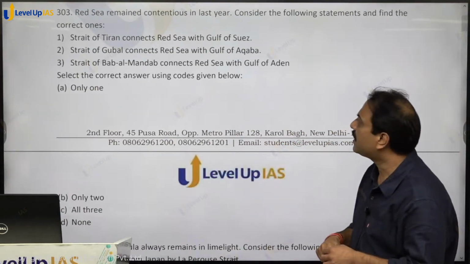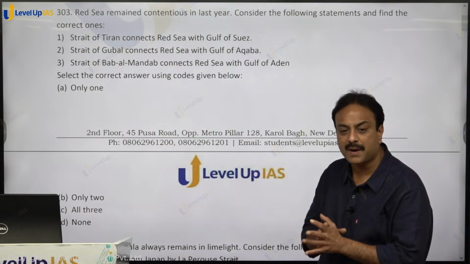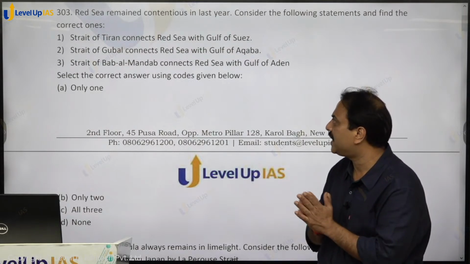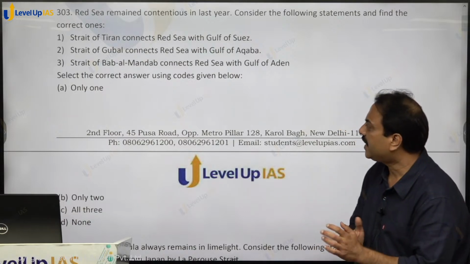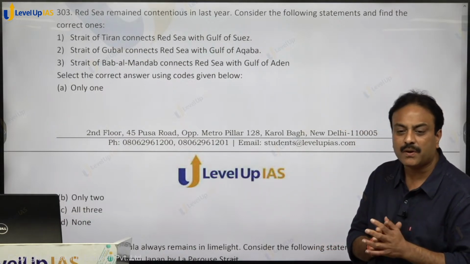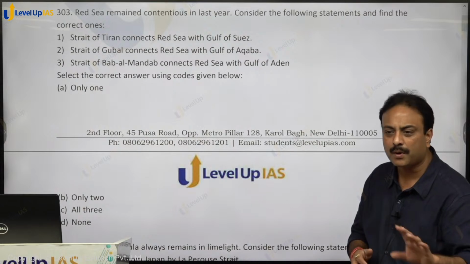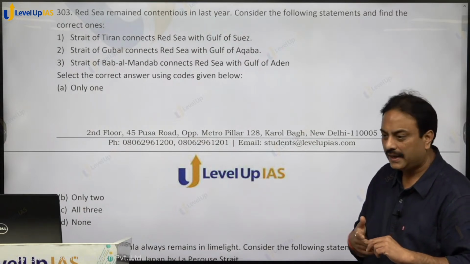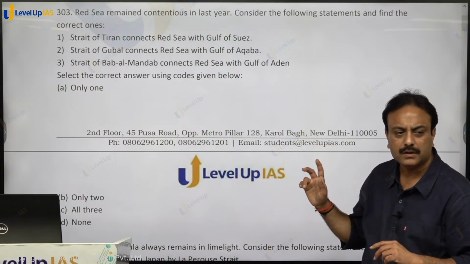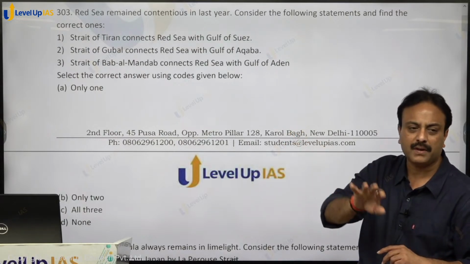So Strait of Tiran connects Red Sea with Gulf of Aqaba. Strait of Gubal connects Red Sea with Gulf of Suez. So both the statements are wrong. Strait of Bab al Mandab connects Red Sea with Gulf of Aden. It is something very common, prominent. Gulf of Aden is what? Aden is the old name of Yemen. So Gulf of Aden, Bab al Mandab, Red Sea.